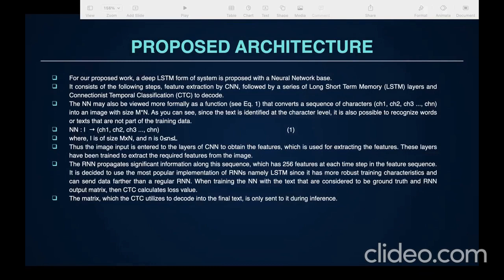So, beginning with the input image, it is entered into the CNN layers to obtain the features. This is where the feature extraction takes place, and then it propagates through the RNN layers with the significant information along the sequence, which have 256 features, with each time step in a feature sequence. So the matrix which CTC utilizes to decode into final text is only sent to it during the inference.